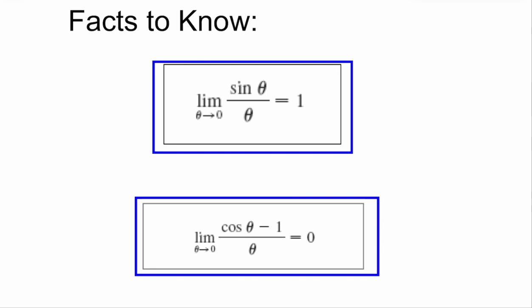If you plugged in 0, you get 0 over 0, undefined. Fix the algebra. Oh, they fixed it for you. The answer is always 1. If you see this, the answer is always 0. So that's just 2 facts that we're going to add to our arsenal. We may put them on a card at one point, but for now, just write them in your notes.